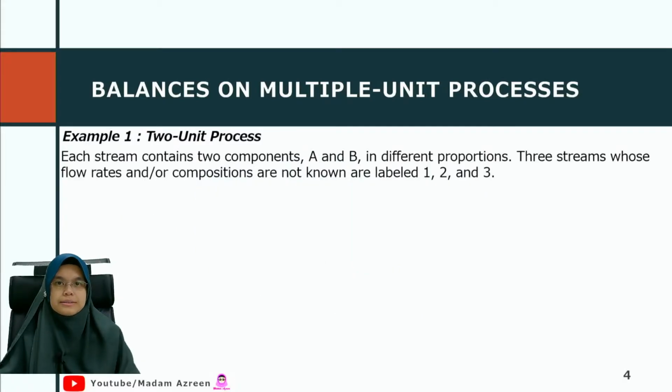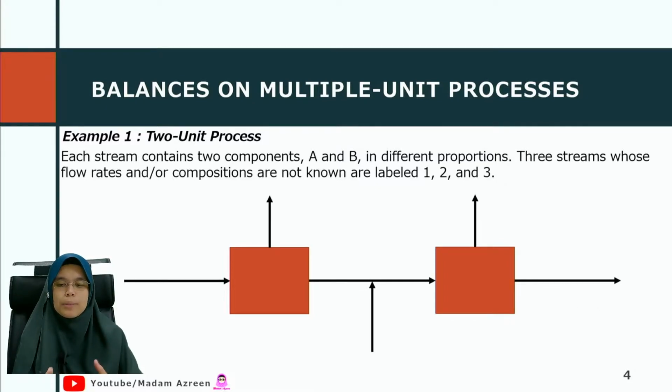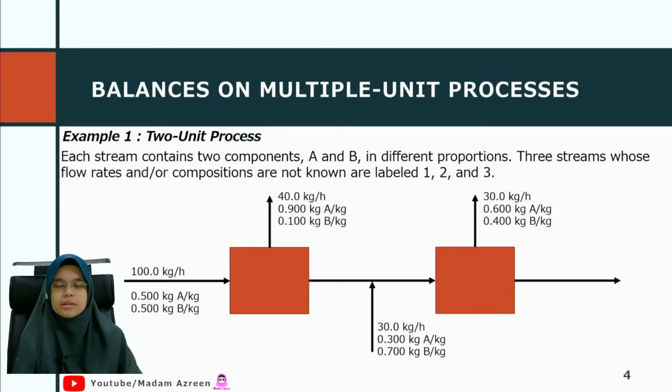Let's take a look at example 1, whereby we have a two unit process. We start with a simple one first, and later on we can go for a bigger number of block diagrams. So we have this two unit process, and each of the streams has two components, A and B.